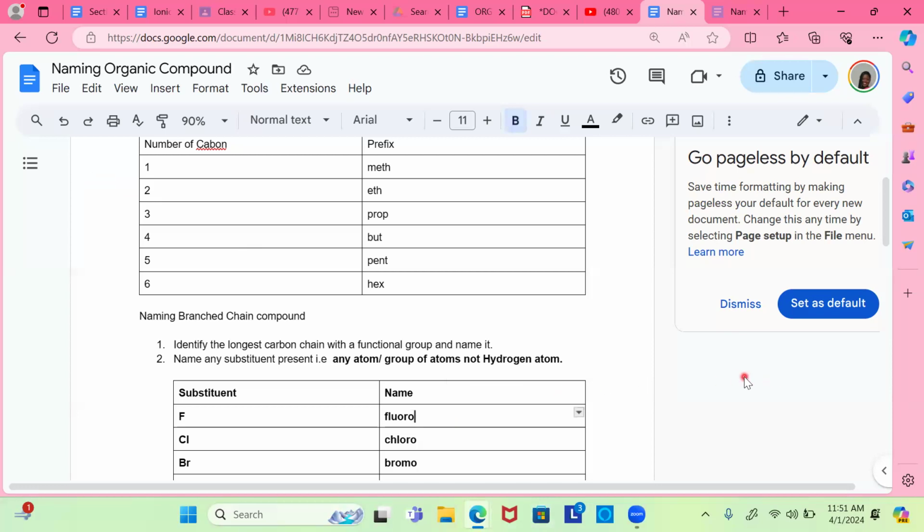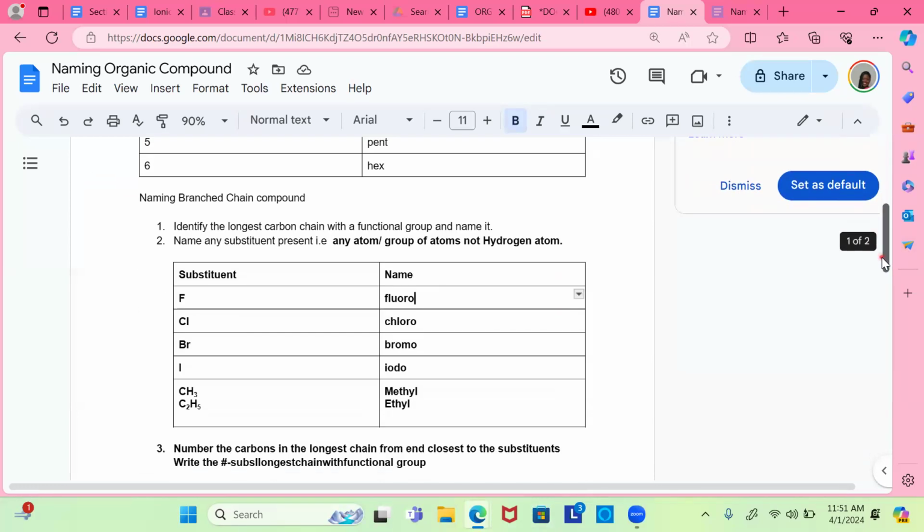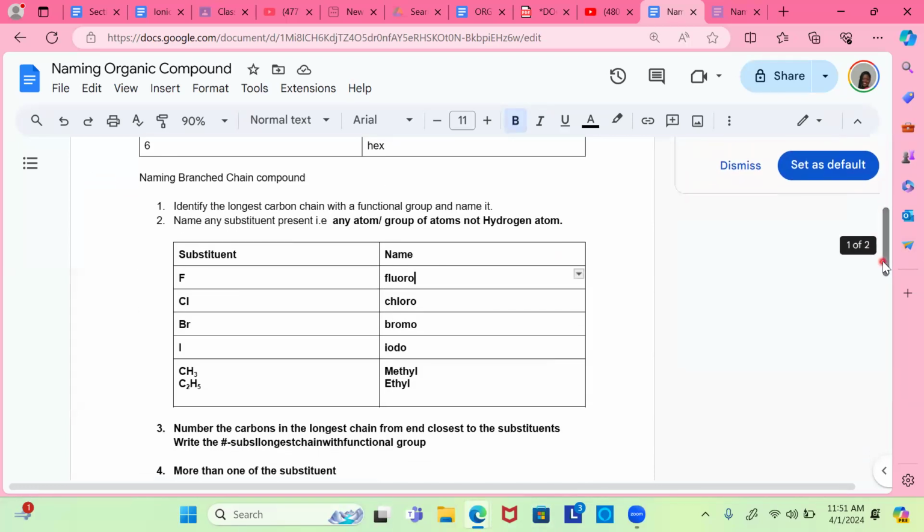If an F is attached to the carbon, we're going to name it fluoro. If it is Cl, we name it chloro. If it is Br, we name it bromo. If it is I, iodo. If it is CH3, we name that substituent methyl. And if it is C2H5, we name that substituent ethyl. Clear? So here we go.